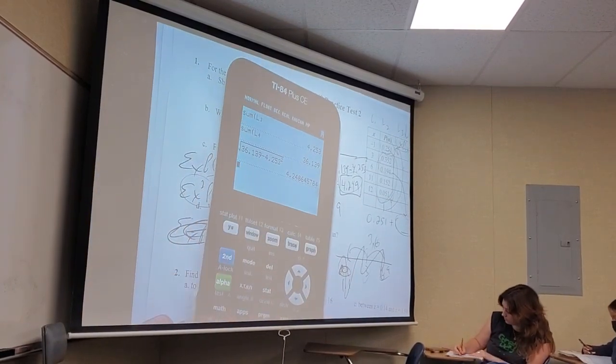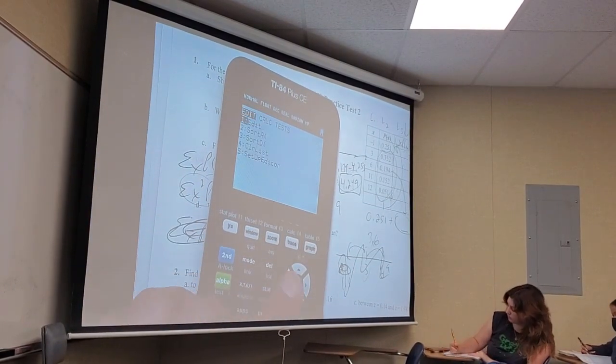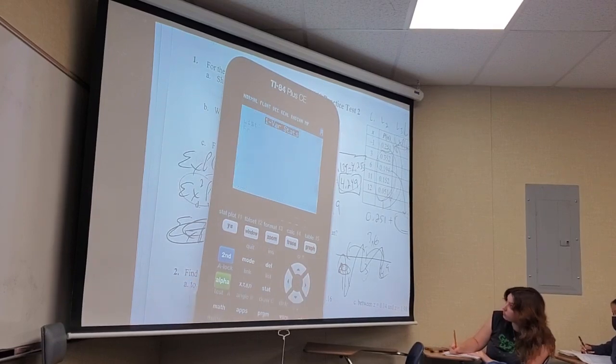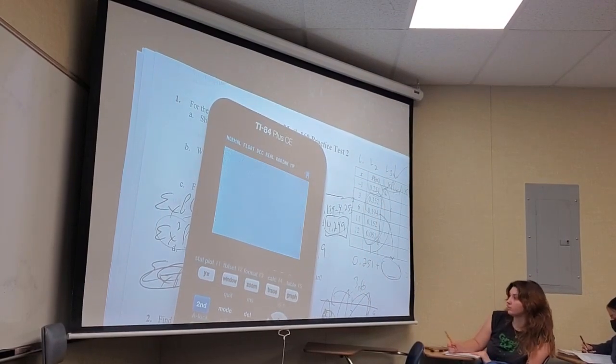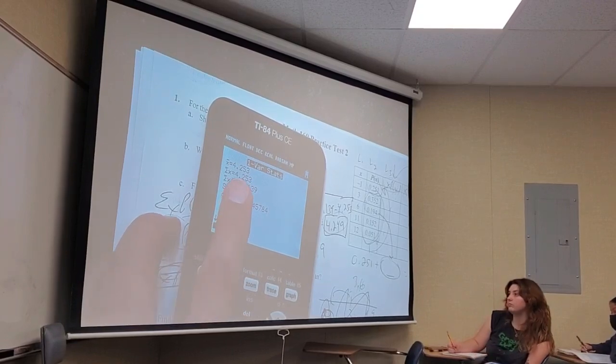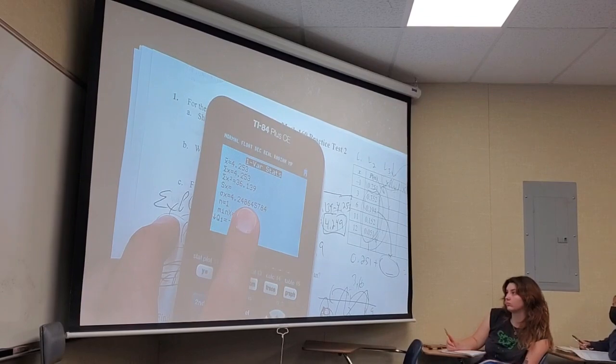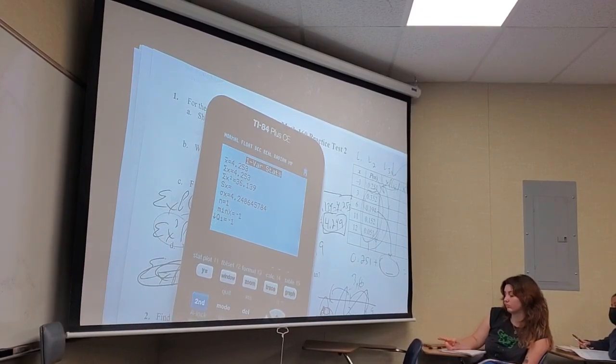Just to remind you, this is what I was thinking of earlier. If you go to Stat Calc 1-var stats, tell it list 1 and list 2, because our data is list 1 and list 2. You can double check what you just got. The mean is 4.253 and the standard deviation is 4.249. See? You can check it.